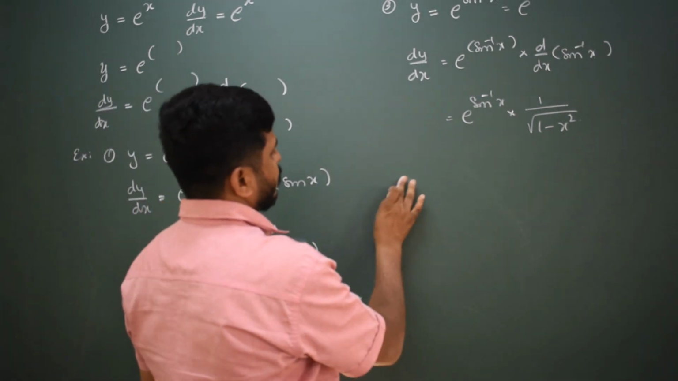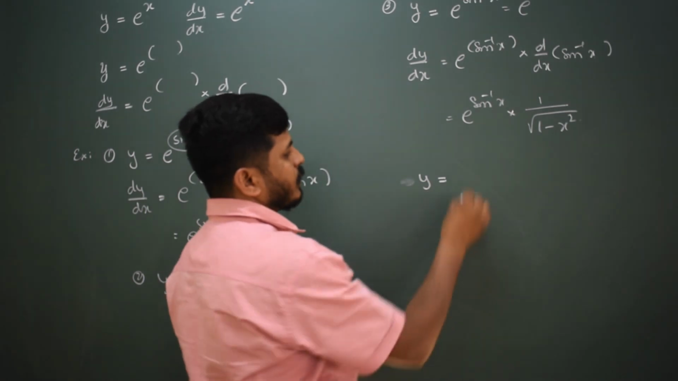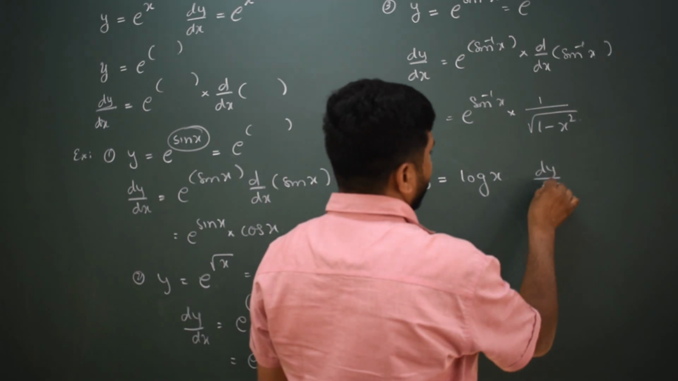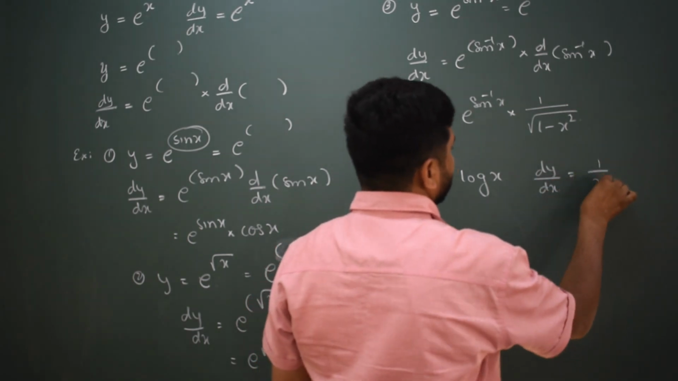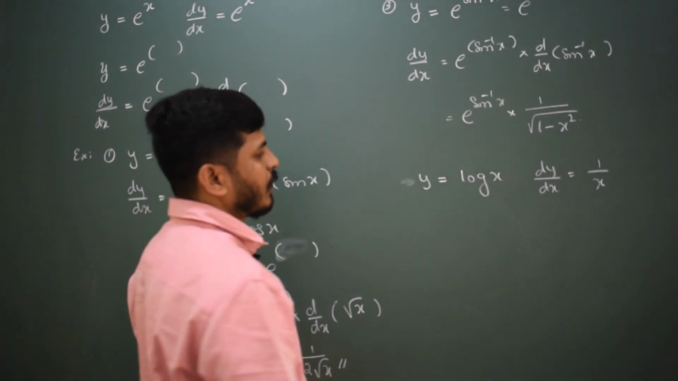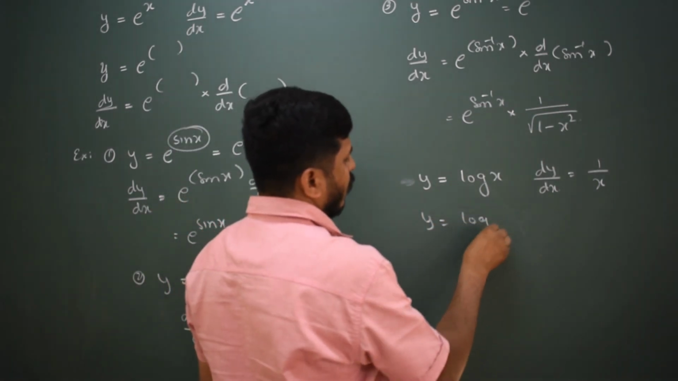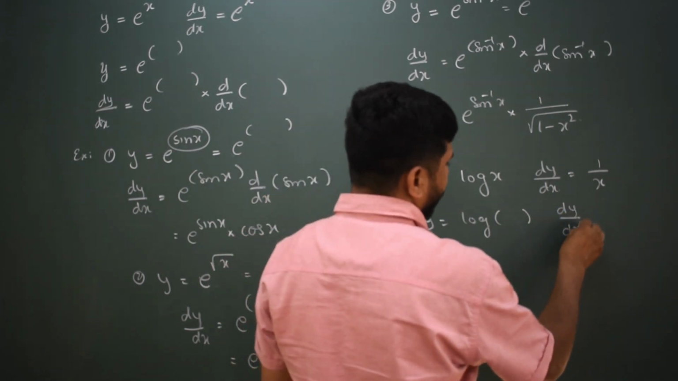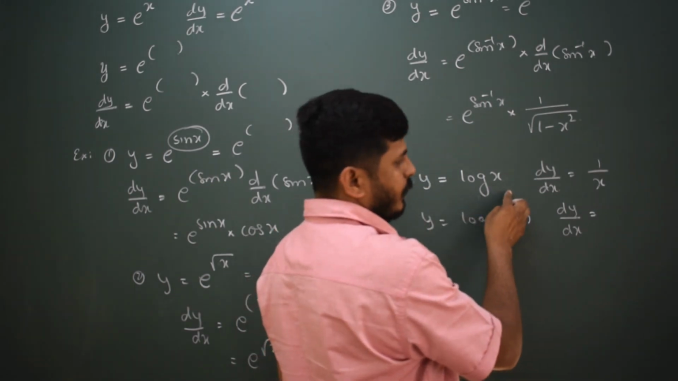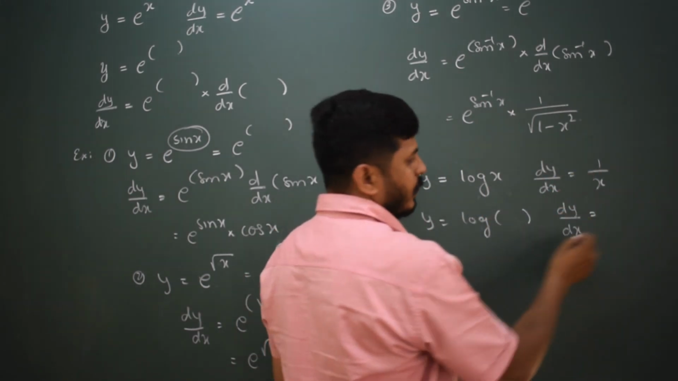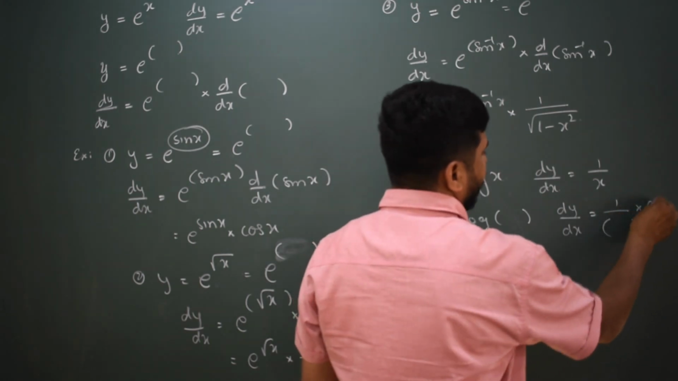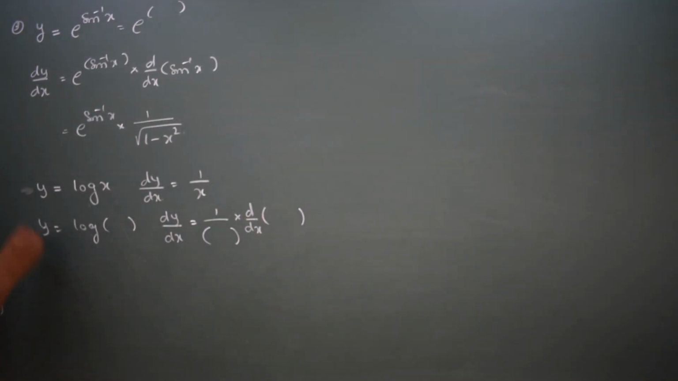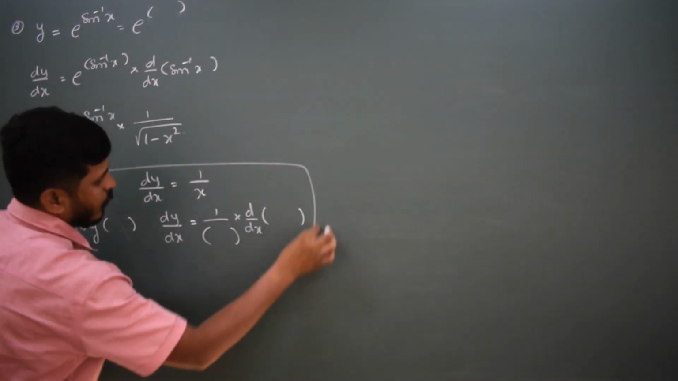Next formula is y is equal to log x. What is differentiation of log x? dy by dx is equal to 1 by x. Now how to read this one? y is equal to log of something. What is differentiation of log of something? If log x is there, then 1 by x. If log of something is there, then 1 by something into differentiation of something. This is the formula. So on using this, I will do some problems.